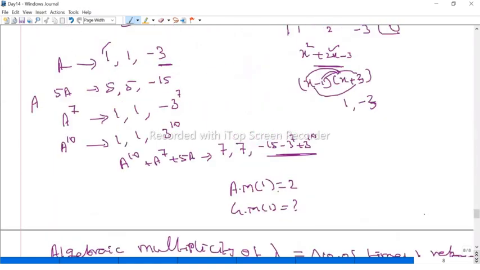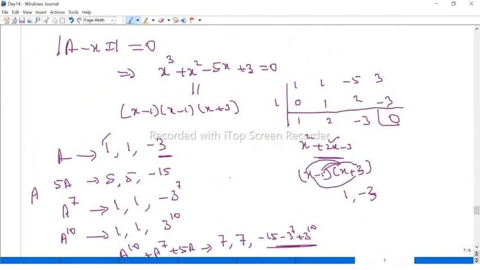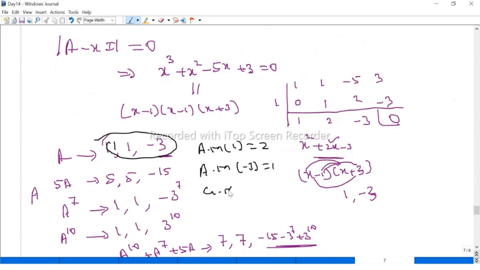But in the previous case, we found the eigenvalues 1, 1, minus 3. What is the algebraic multiplicity of the eigenvalue 1? It is 2 because it is repeated 2 times. What is the algebraic multiplicity of the eigenvalue minus 3? It is 1 because it is repeated 1 time. Now we have to find the geometric multiplicity, and we have to check only these 2 eigenvalues. What is the geometric multiplicity of 1, and what is the geometric multiplicity of the eigenvalue minus 3? If these are 2 and 1, then this is diagonalizable.